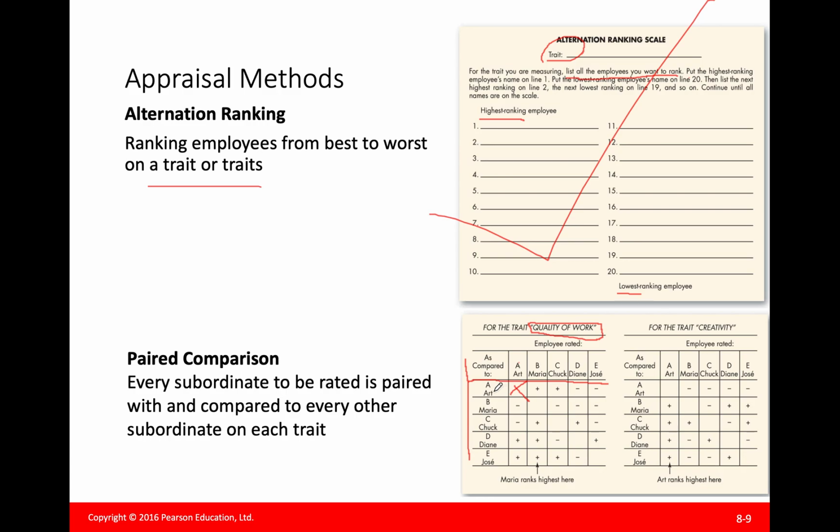If B is compared to A, and let's say B has better quality of work, we will give B a plus. And C has better quality of work, so give him a plus compared to A. When it comes to D, this person has worse quality of work compared to A, so we give him a minus. Similarly, E gets a minus compared to A.